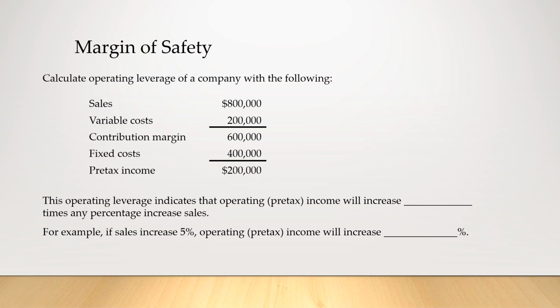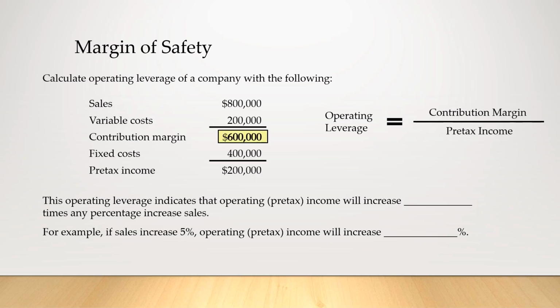Lastly, turn to page 10. Calculate the operating leverage of a company with the following information. Operating leverage is the quotient of the contribution margin and pre-tax income. Divide $600,000 by $200,000 and you get an operating leverage of 3.